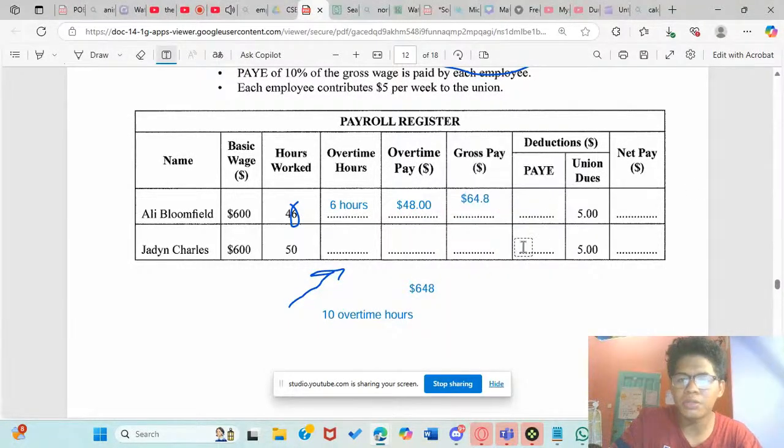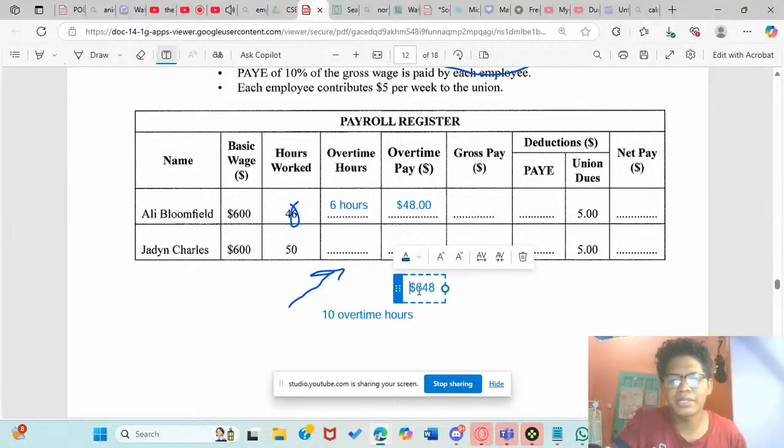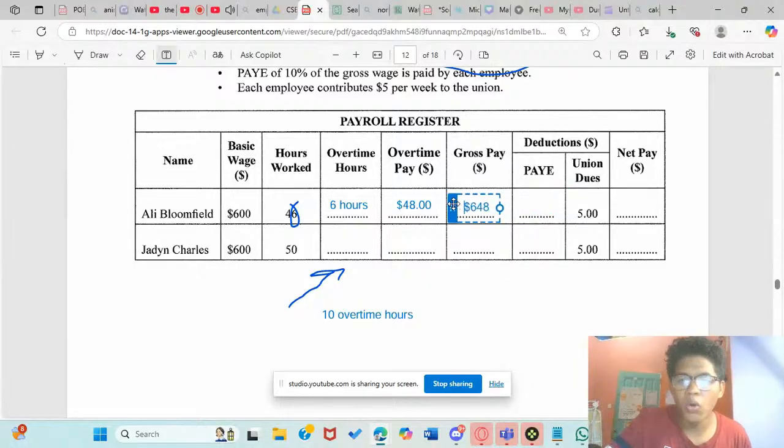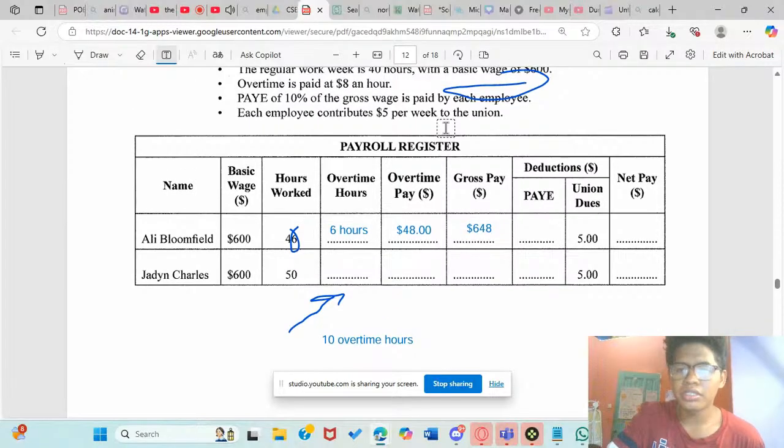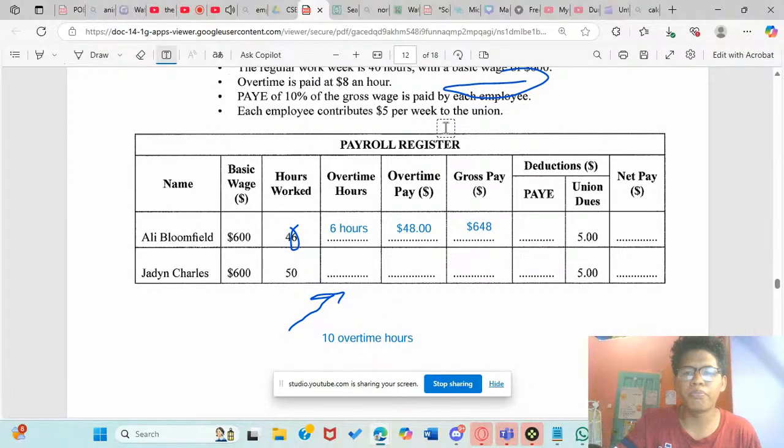His PAYE. No, that's not his. I got that incorrect. Sorry for that, guys. I really do apologize. So his gross pay is $648, right? His PAYE is 10% of that, right? So we have to actually subtract the PAYE value plus the union dues from the 648, since they have to pay five per week to the union.